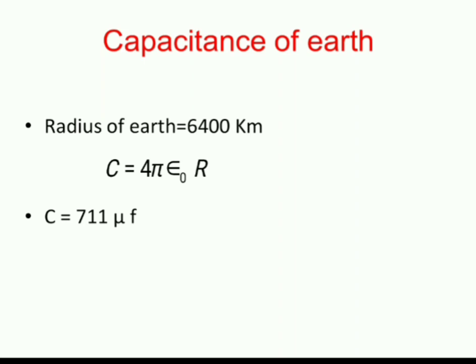Okay, sometimes this is asked as a 1-mark question in subjective exams. What is the capacitance of Earth? You can remember its value, it is 711 microfarad.